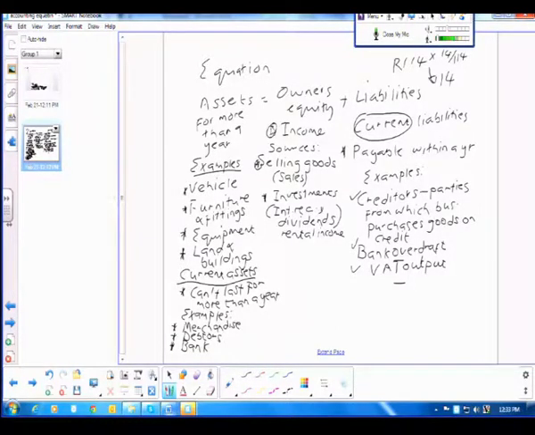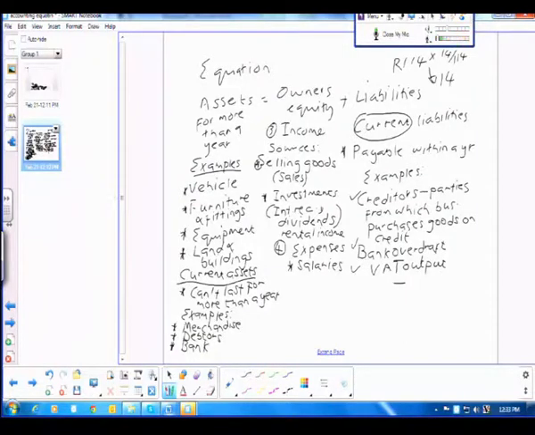And the last element is your expenses. You can't get income for nothing. You have to incur some expenses. What about the driver of your trucks? He needs some salary. So we can say expenses are incurred to generate this income. Your expenses will include the salaries and wages of your employees.